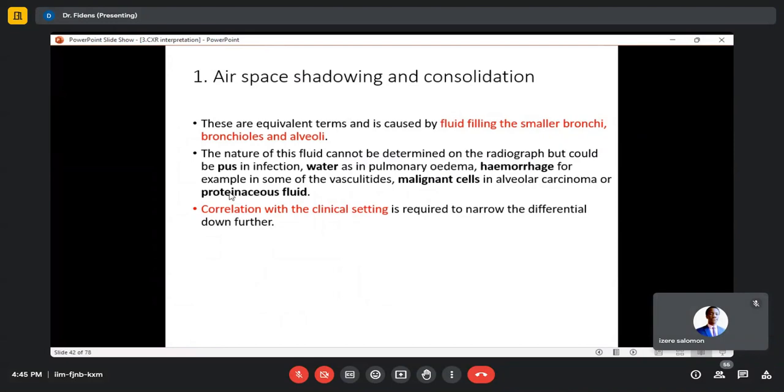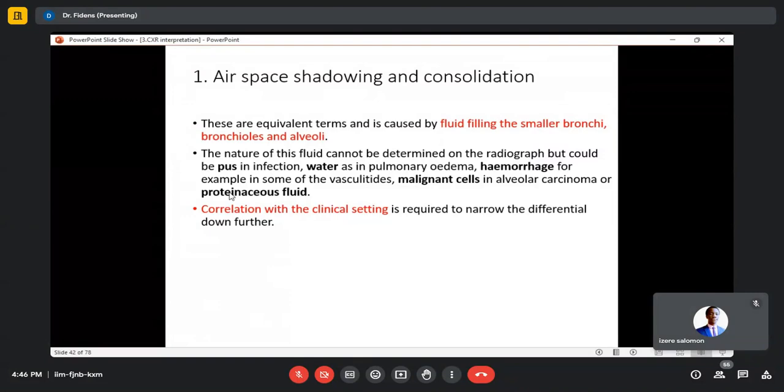Okay? Don't use pneumonia at any time when you are not sure about the reason of the opacity, the mechanism, the pathophysiology behind it, by combining the clinical history and the appearance of the opacity. It is better to call it consolidation, not pneumonia. Okay? These are equivalent terms, airspace shadowing and consolidation. They are equivalent terms, and it is caused by fluid filling the small bronchi, bronchioles, and alveoli. The nature of this fluid cannot be determined on the radiograph.